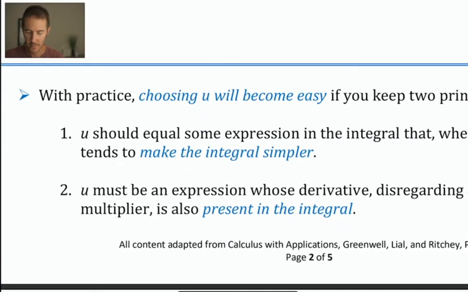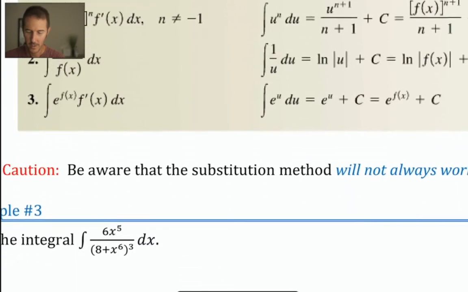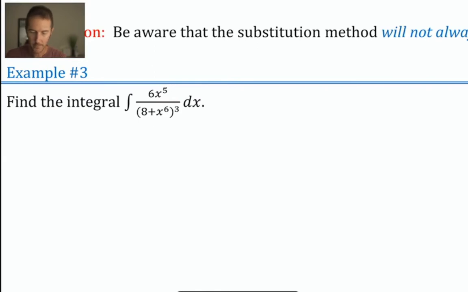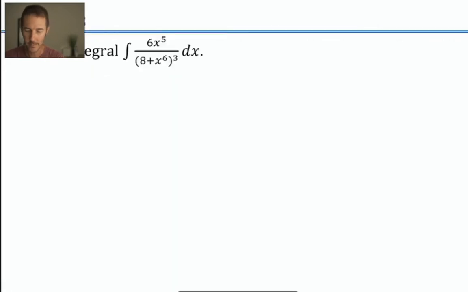Let's keep going. This is a little unorthodox, but I promise you I'm going somewhere with this. In the denominator, in these parentheses, is an expression, 8 plus x to the 6. It's being raised to the third. But what's the derivative of 8 plus x to the 6? Why, it's 6x to the 5. Interesting. Coincidence? I think not.